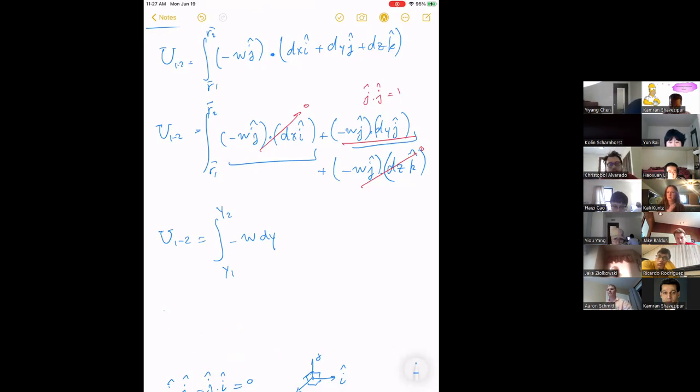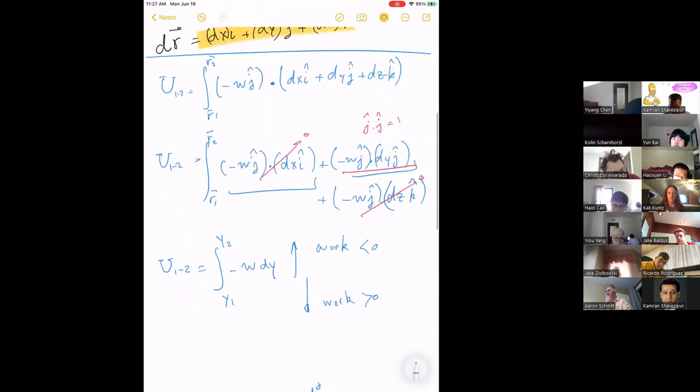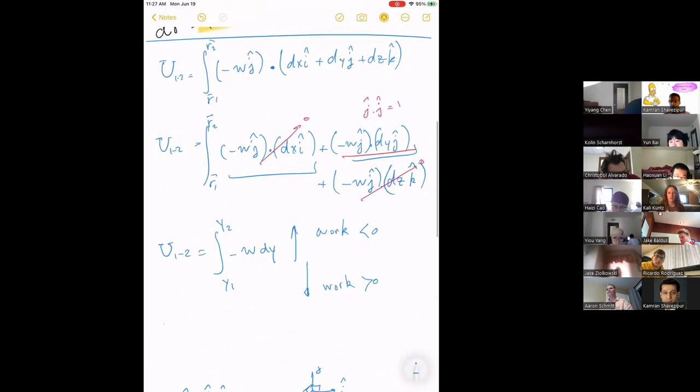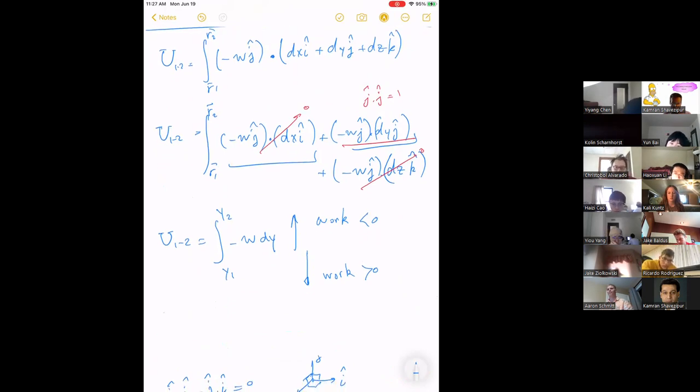Which means if you go up, the work of gravity is negative. If you go down, the work is positive. Remember, this cosine theta that we had here, I think I erased it, this cosine theta for 0 is 1, for 180 is minus 1. Right? So that is how you get the work of gravity.